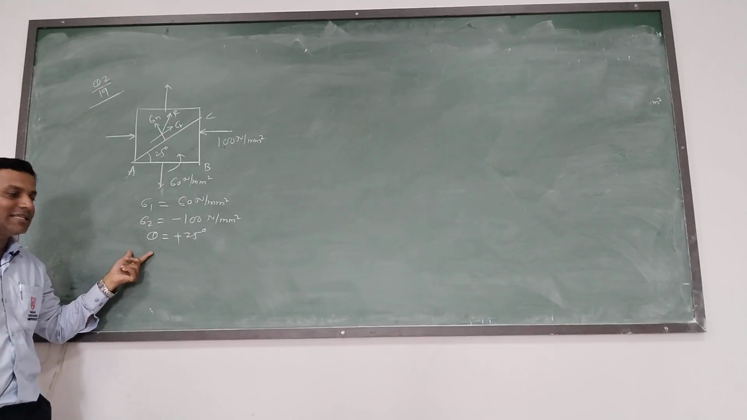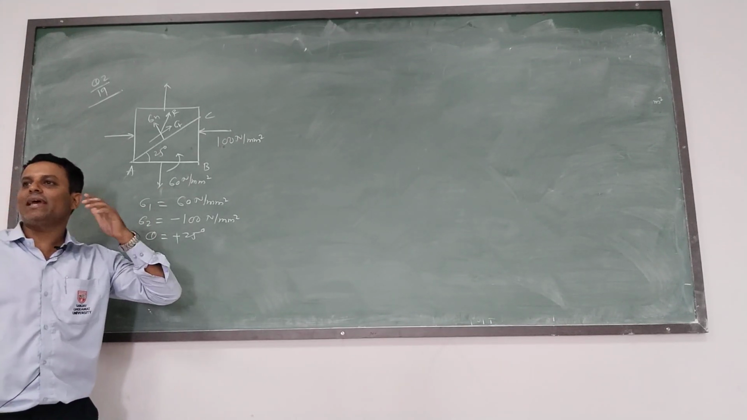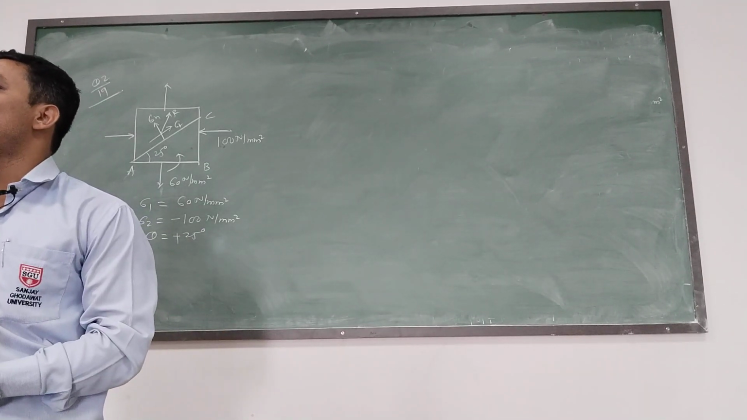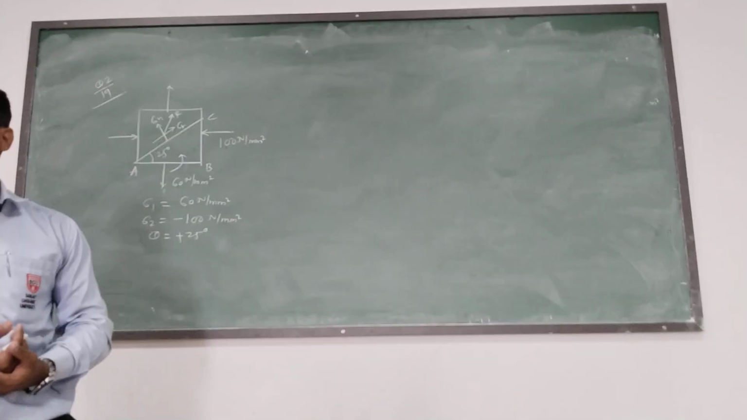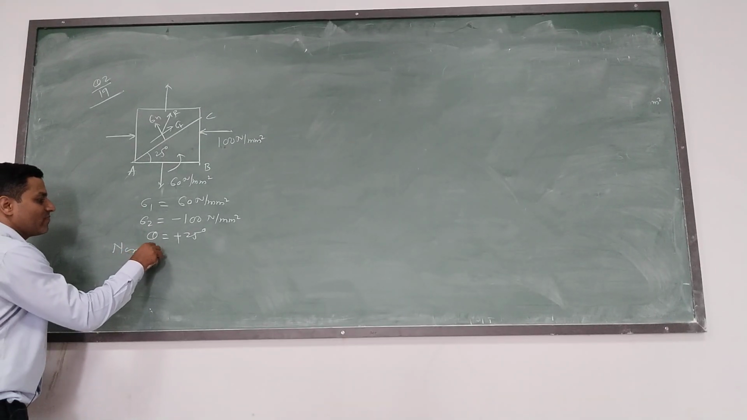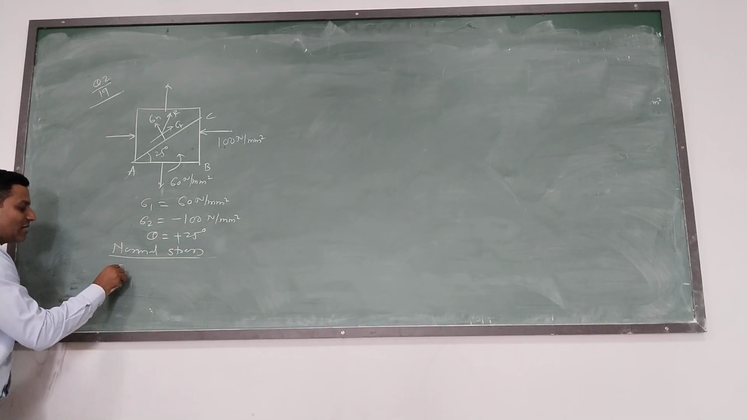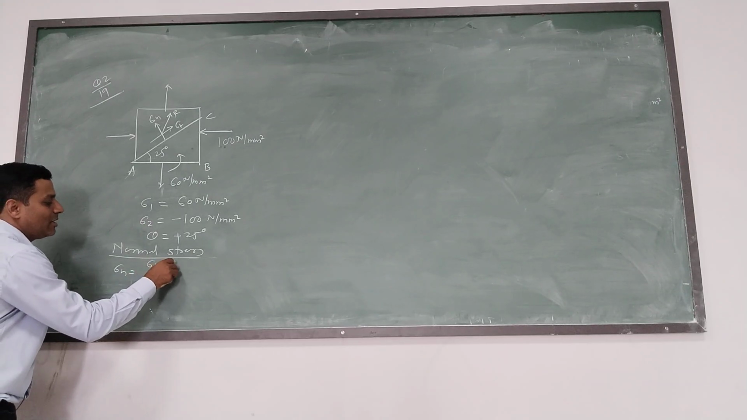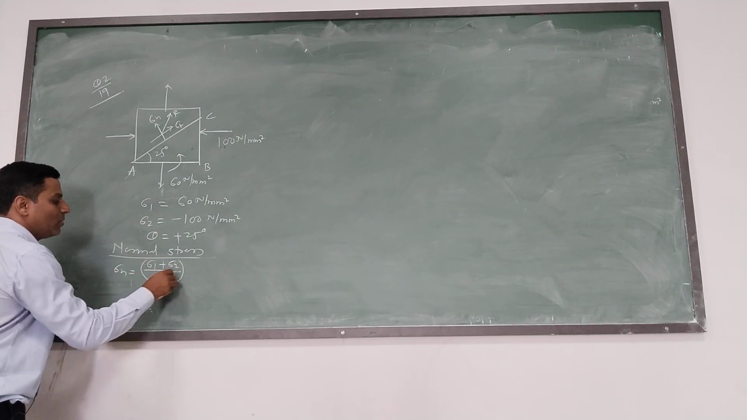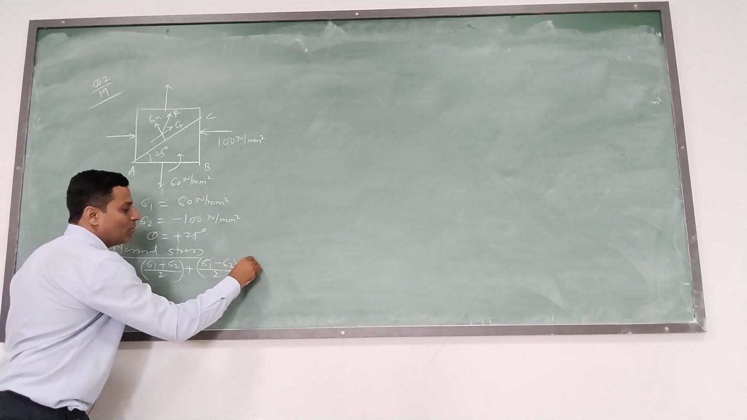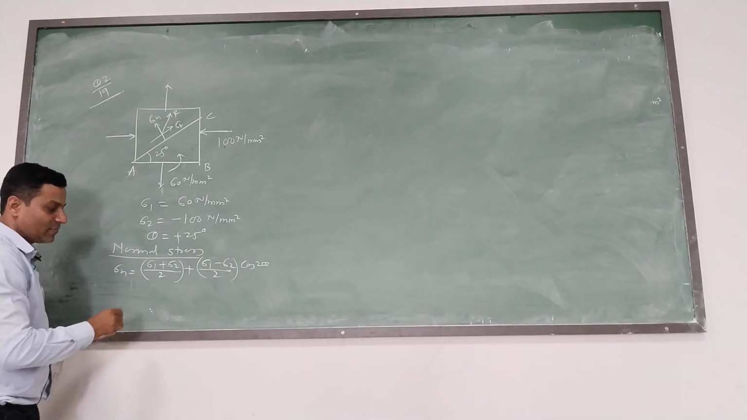25. So theta is plus 25. Okay. Now use the formula and determine sigma n, sigma t, and resultant. First we will determine normal stress. Now what is the formula for normal stress? Sigma n is equal to sigma 1 plus sigma 2 divided by 2 plus sigma 1 minus sigma 2 divided by 2 into cos 2 theta.